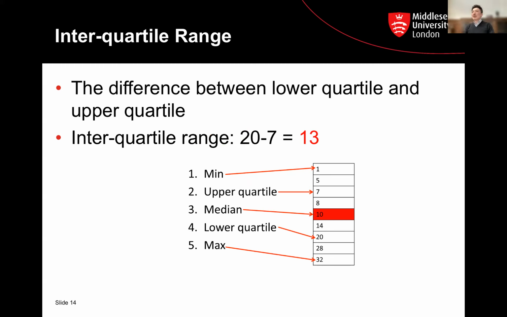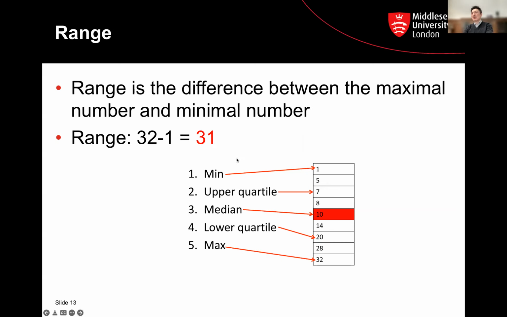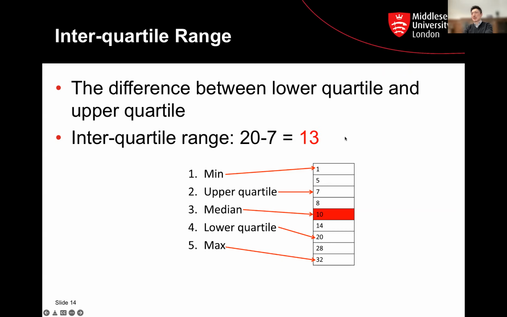Okay. And so the interquantile range, that might be new to some of you, is the distance between the lower quantile and the upper quantile. And so we already said the upper quantile is 20, the lower quantile is 7. So the interquantile range is 13. So you can see the interquantile range is not always just half of the entire range. Yeah, that's not always the case.